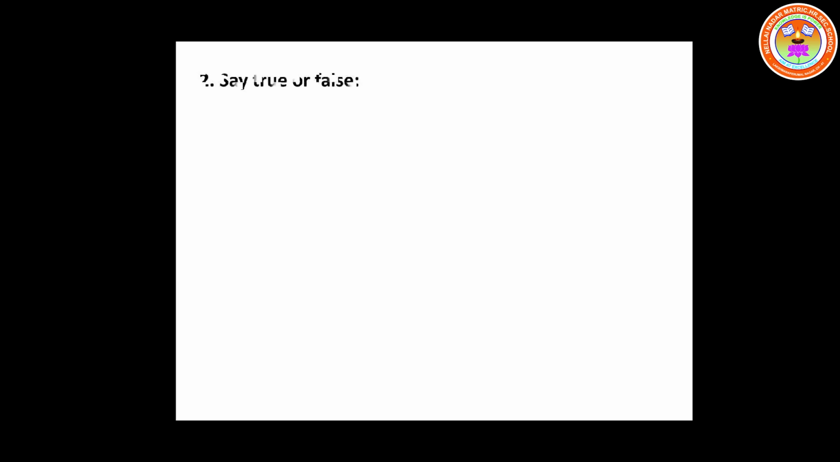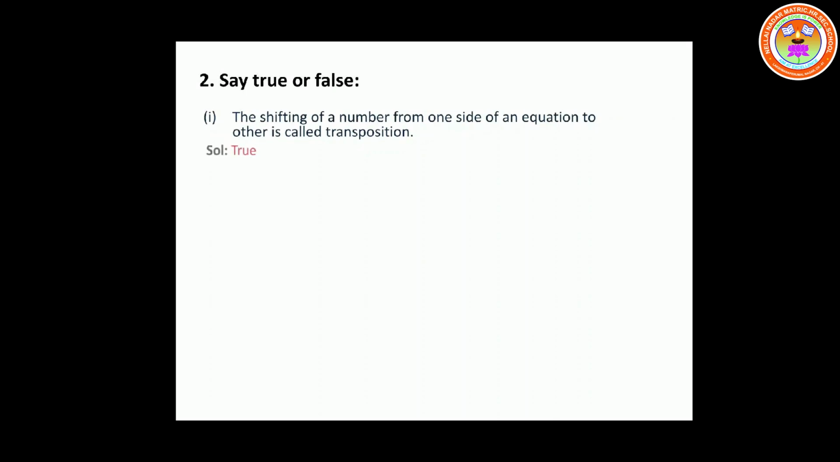Next, say true or false. The shifting of a number from one side of an equation to the other side is called transposition. So that is what we learned, two methods, right? Shifting of a number from one side of an equation to the other side is called transposition. Yes, it is true.